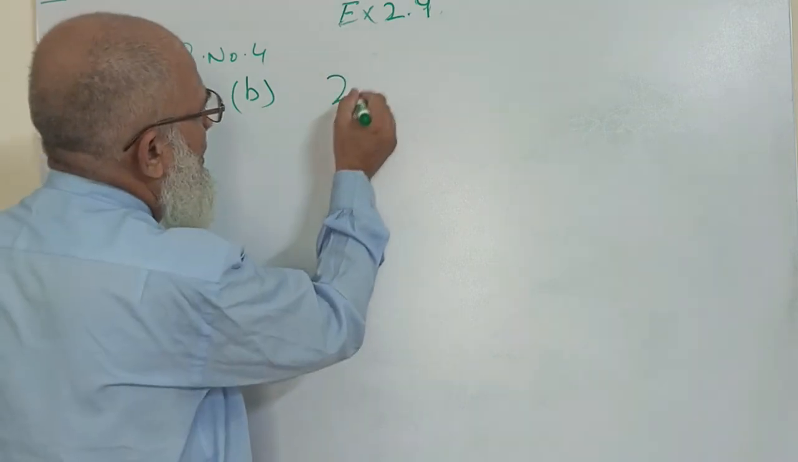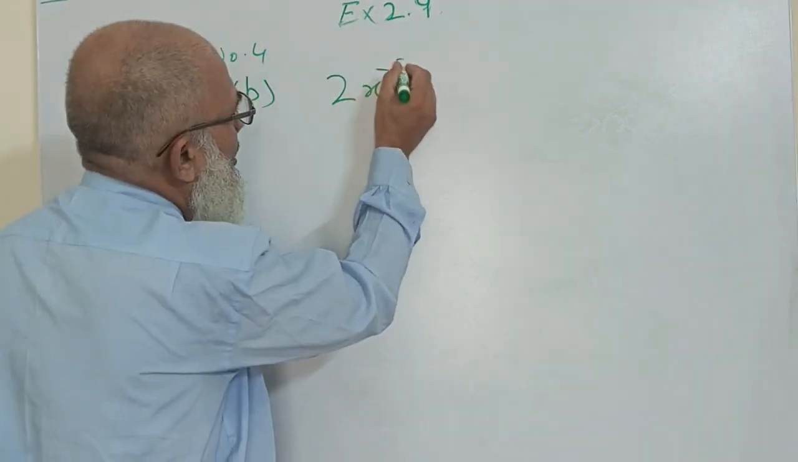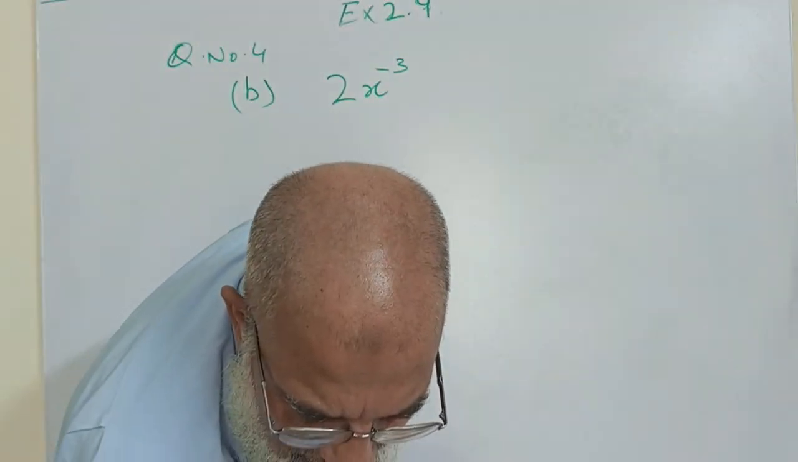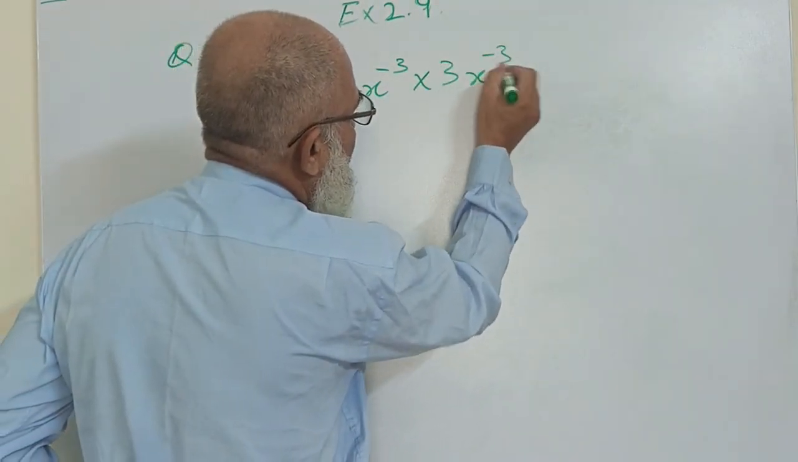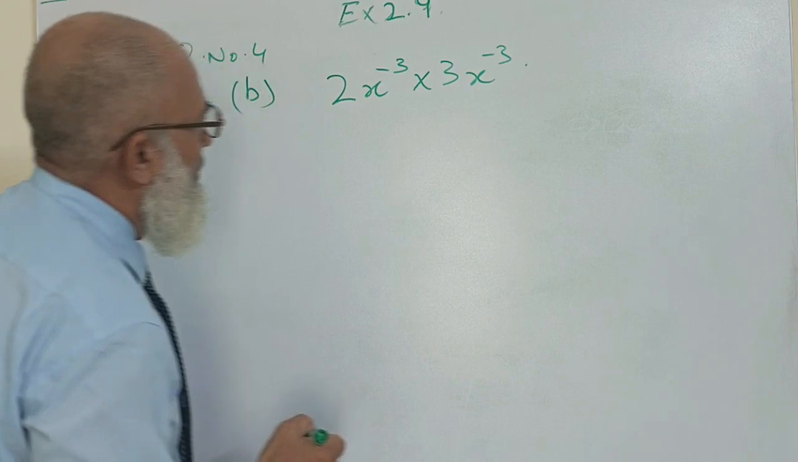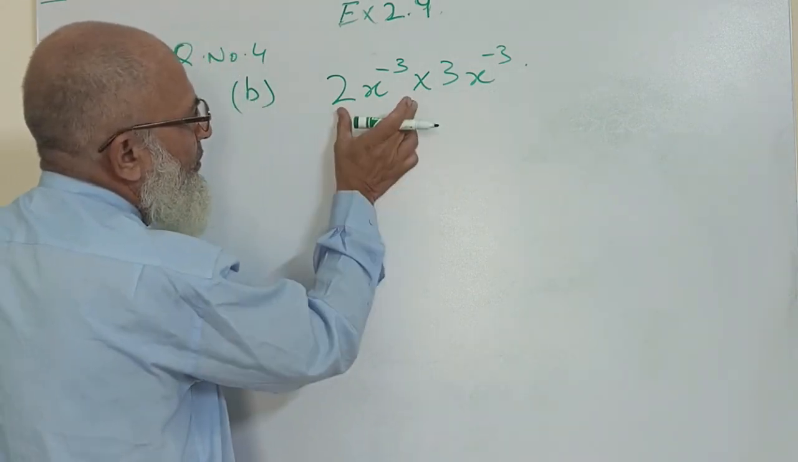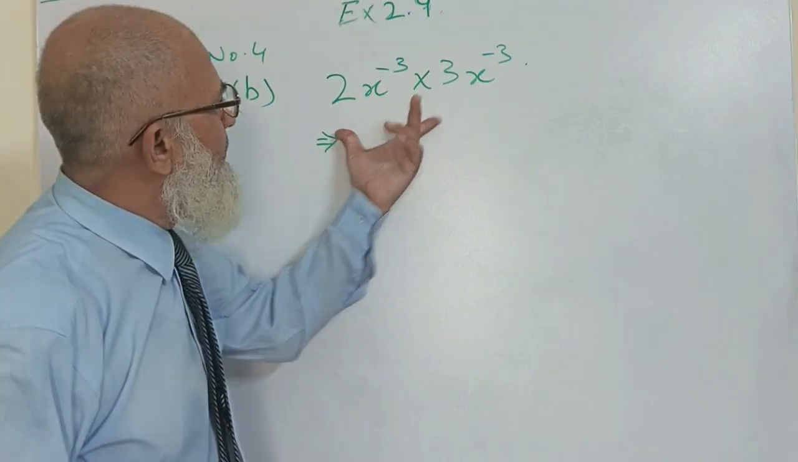2x minus 3. Now this is minus 3 and multiplied by 3x minus 3. So it will become, you see that the bases are same. So what will we do? So dear students, what will we do over here?